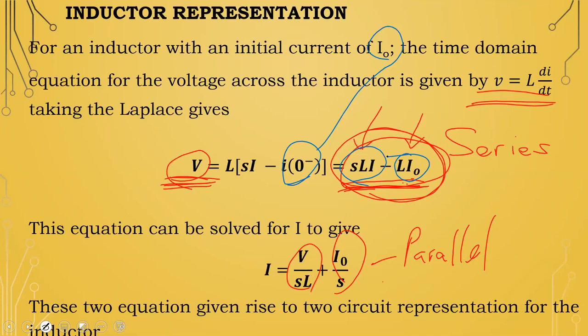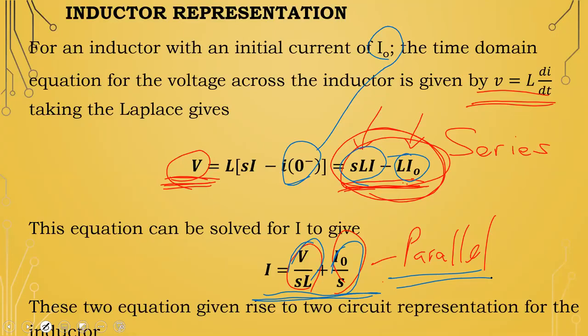All right. And here we have a current, we have two quantities. So each must represent a current. Therefore, we'll have a parallel representation. All right?